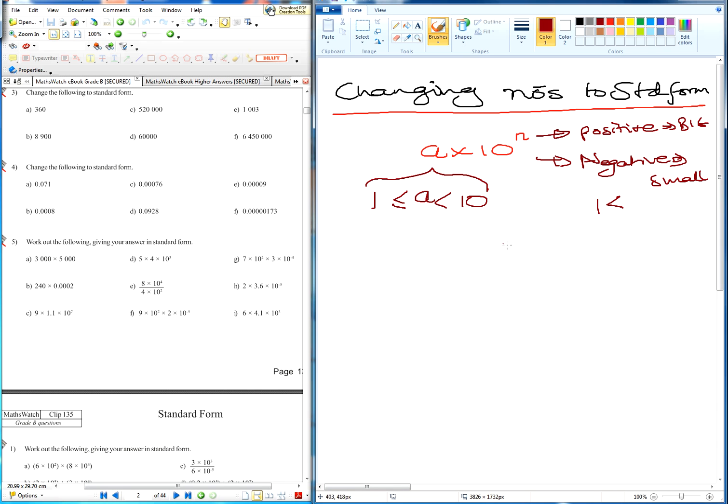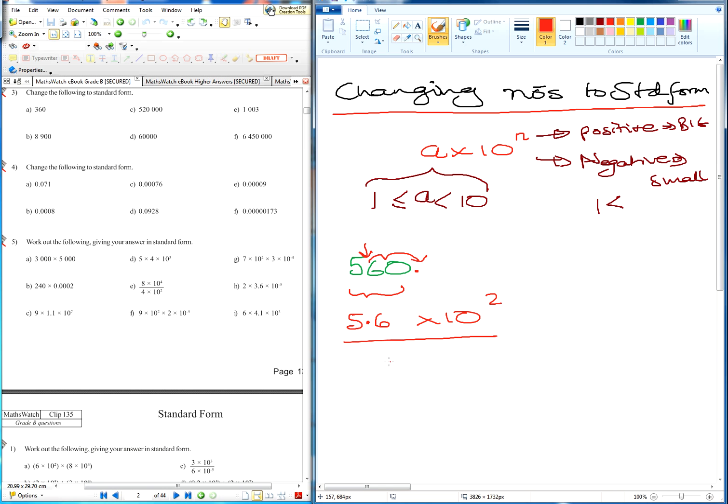Right, let's have a look at some of the questions now. So they gave us a 360, 520. Let's do our own one. Let's do 560. Where's the decimal point currently? At the end. But when we're going to do our A, we need the decimal point to be over here. So 5.6, and then we multiply it by 10 to the power of. How many jumps do we need to do to get back to the original number?